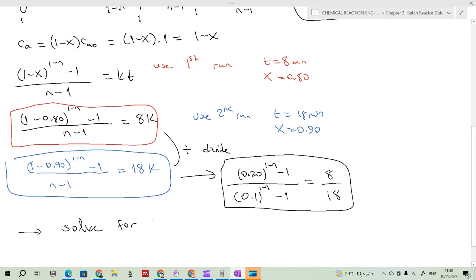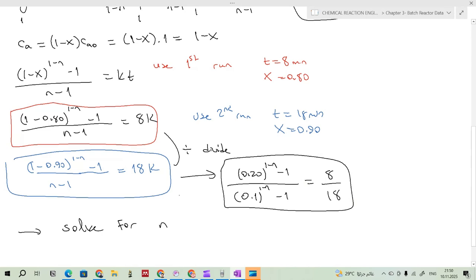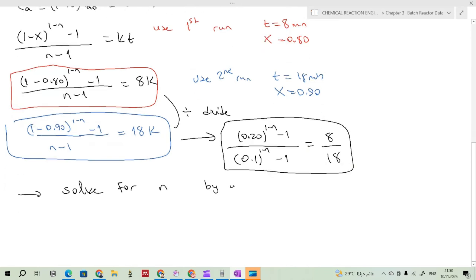You can solve for n by using the calculator if you have a shift solve, or you can use trigonometry. I'm sorry, not trigonometry, it's logarithmic functions. Okay. So how could we do it?